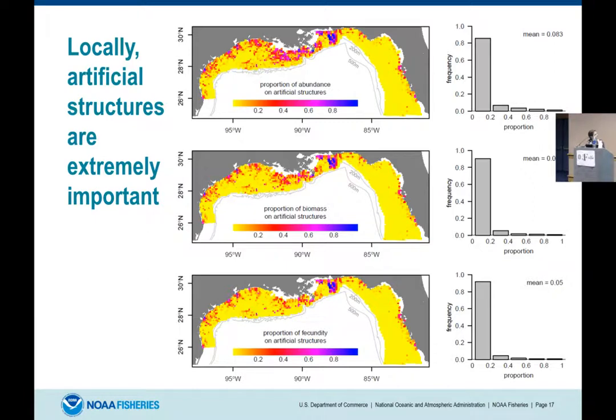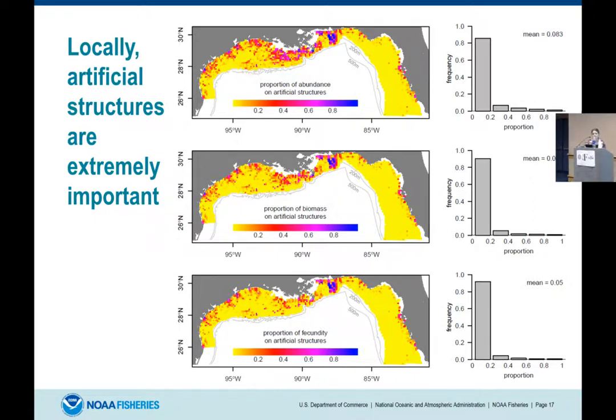The mean proportion of abundance across the entire Gulf of Mexico is only about 8.3%. So yes, they're very important in certain areas, but when you average across the entire Gulf, there's not that many areas where the proportions are extremely high.